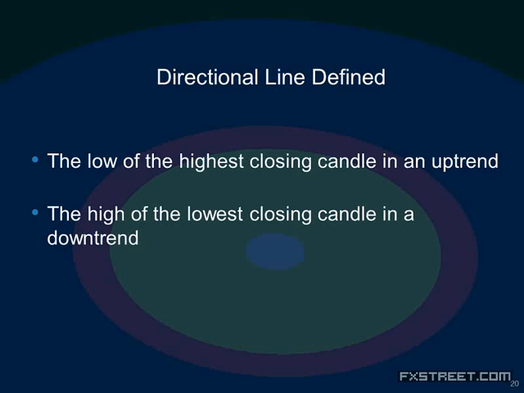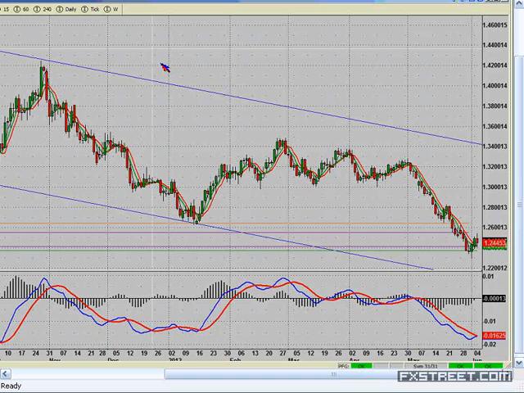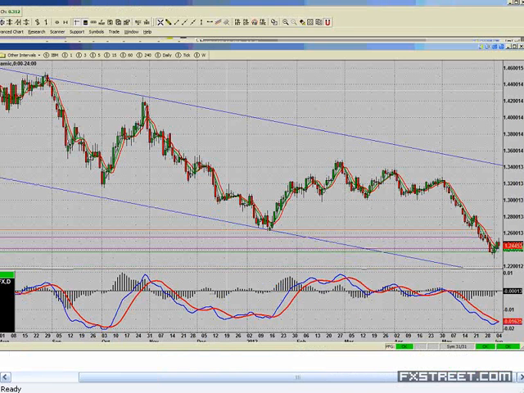So hopefully you guys got that. The low of the highest closing candle in an uptrend, the high of the lowest closing candle in a downtrend. Very simple. How the directional line is used, and we'll demonstrate this, is if price is closing below the directional line, then the direction is down. If price is closing above the directional line, then direction is up. Let me give you an example really quick so you can follow along. Let me go up to a daily chart, and I could show you this.